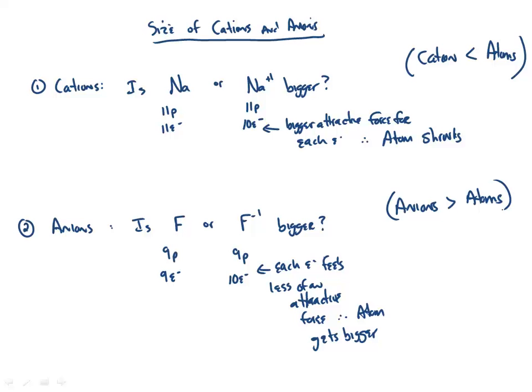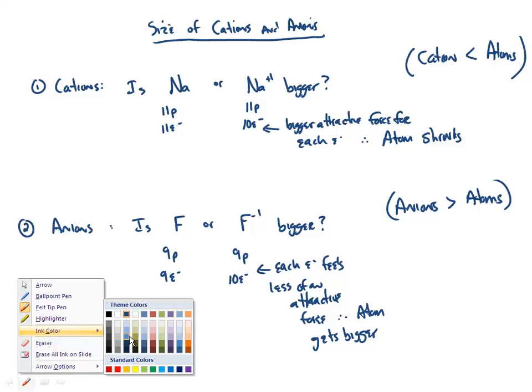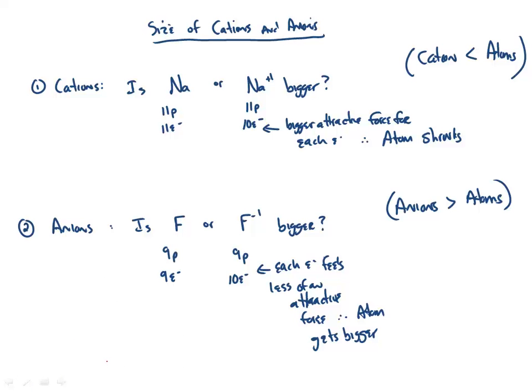If we stick those together, the idea is that cations are smaller than neutral atoms, and anions are bigger than neutral atoms. So in general, anions are always much larger than cations in a molecule.